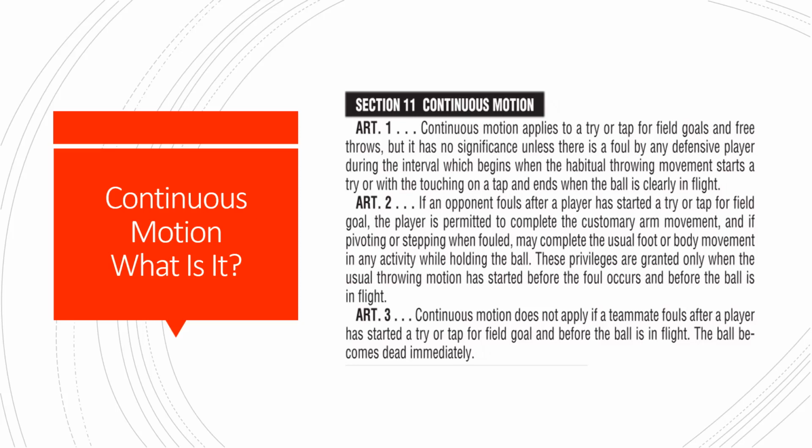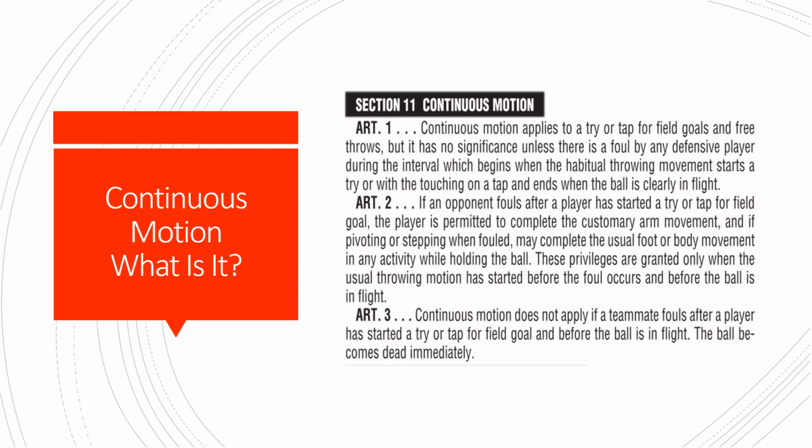Let's look at Article 2 and Article 3. If an opponent fouls after the player has started a try or tap for field goal, the player is permitted to complete the customary arm movement, and if pivoting or stepping when fouled, may complete the usual foot or body movement in any activity while holding the ball. These privileges are granted only when the usual throwing motion has started, before the foul occurs, and before the ball is in flight.